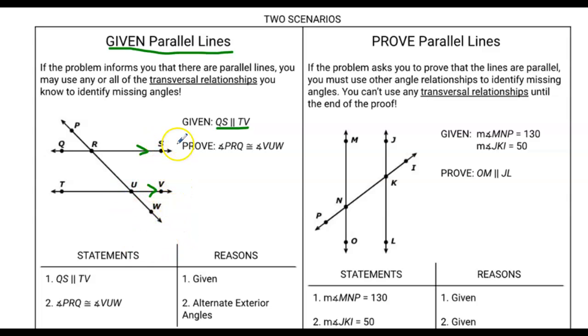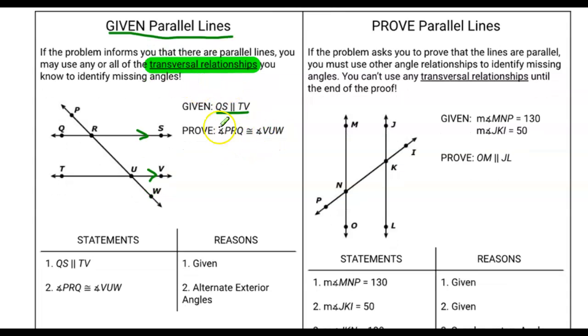In other words, they're parallel. So if they give you parallel lines, you are able to use any of the transversal relationships that you know to identify missing angles. For example, the transversal relationships include all sorts of different things. They include alternate interior, alternate exterior, consecutive exterior, and also corresponding. So once I know that those two lines are parallel, I'm able to use whichever one of those relationships I want in order to help me prove this part, which is PRQ is congruent to VUW.